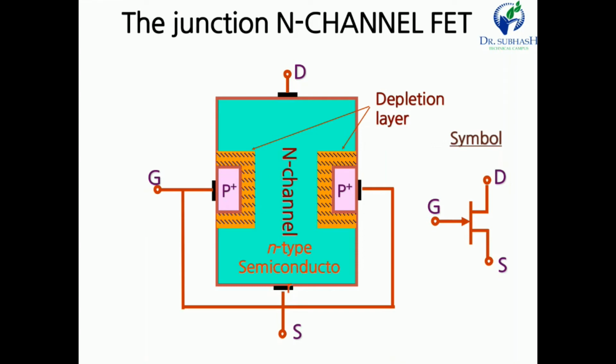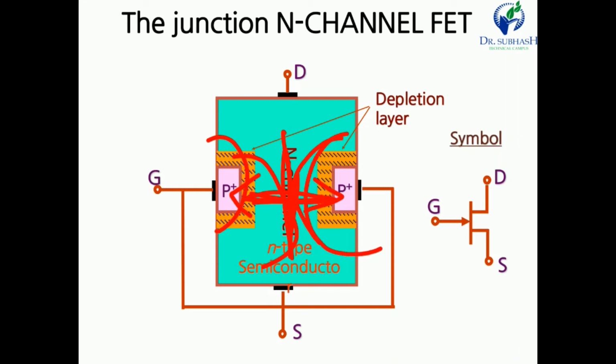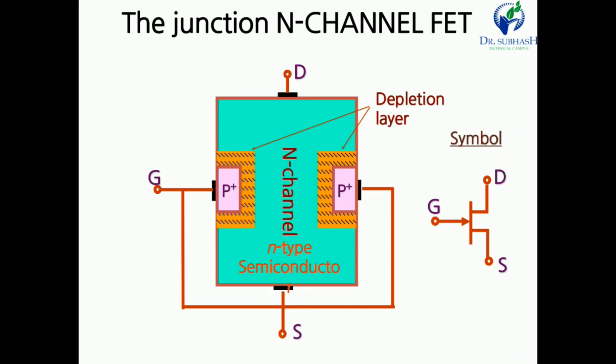So the width of the depletion layer is inversely proportional to the gate voltage. Most important, you have to remember the gate voltage is a controlling voltage, and this is known as channel width. Channel width is nothing but the path between these two gate terminals. If this channel width is very narrow, then the current is low. If the channel width is broader, then the current is very high. We will understand this in the next slide.